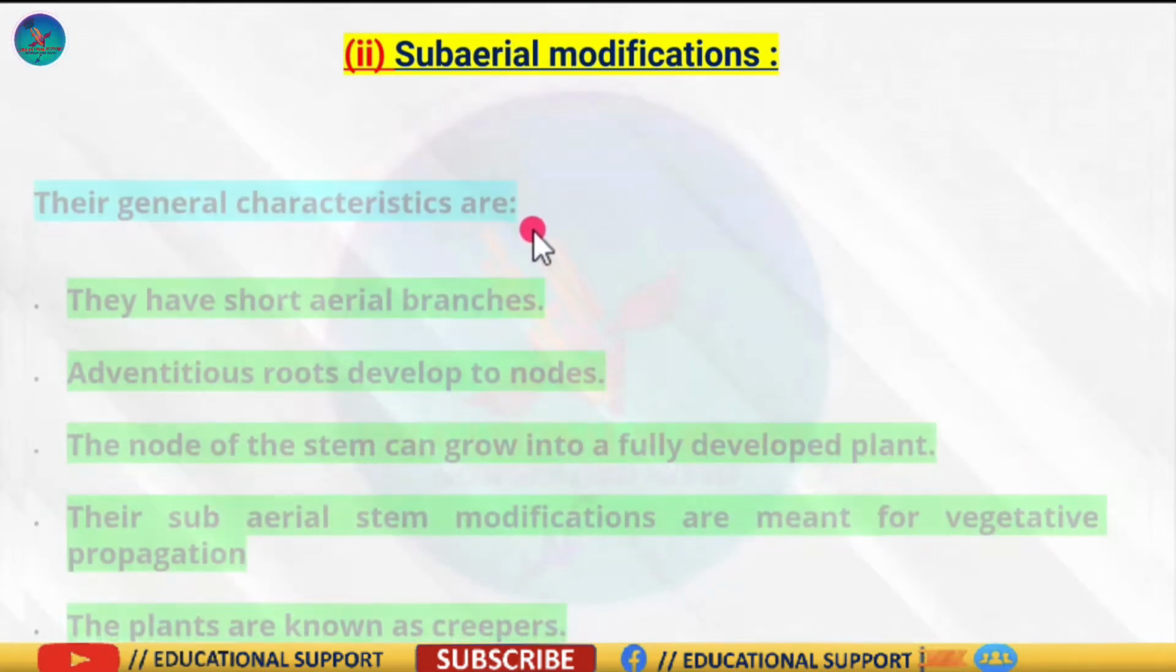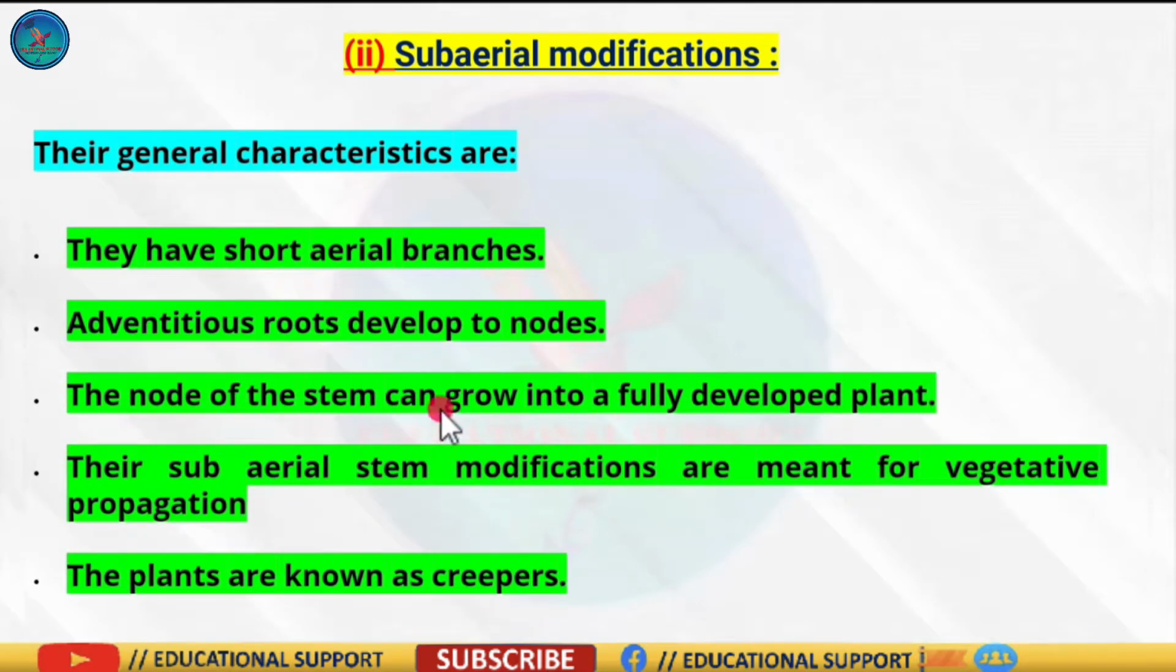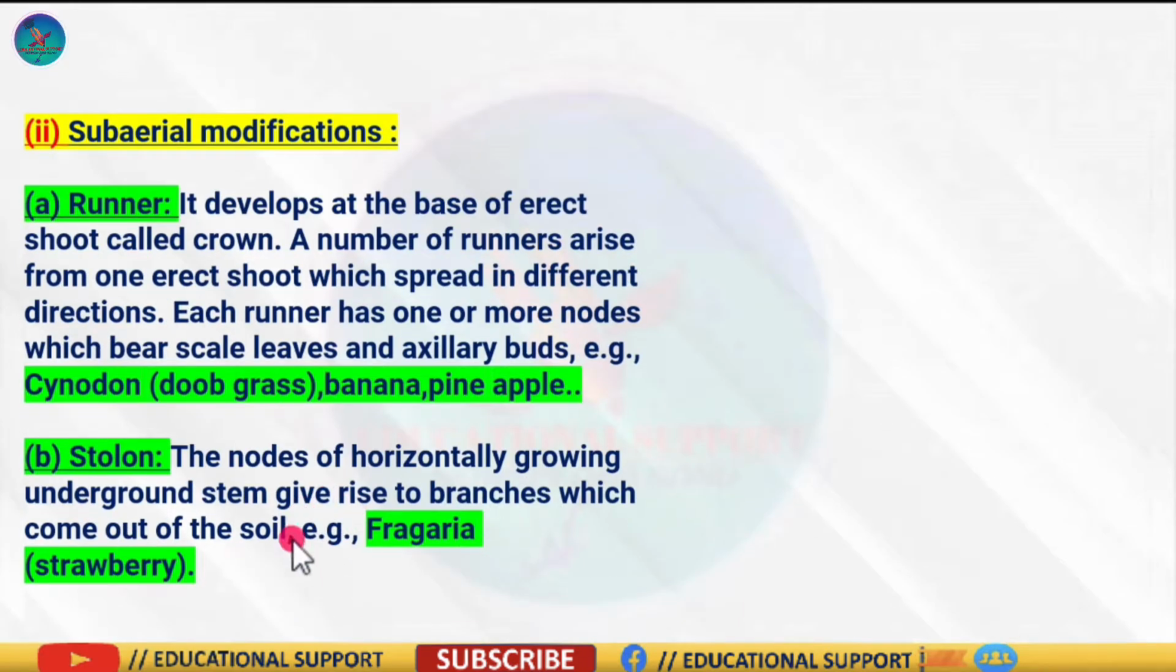These types of modifications are partially aerial and partially underground. Their general characteristics are that they have short aerial branches, and adventitious roots develop at the nodes. The node of the stem can grow into a fully developed plant. The plants are known as creepers, and the subaerial stem modifications are meant for vegetative propagation. Here are some types of subaerial modifications.